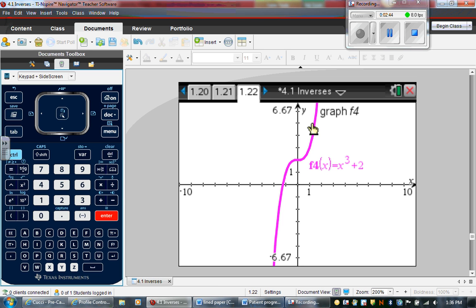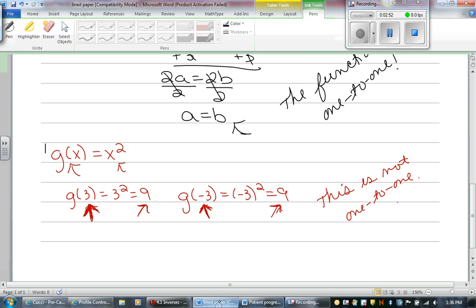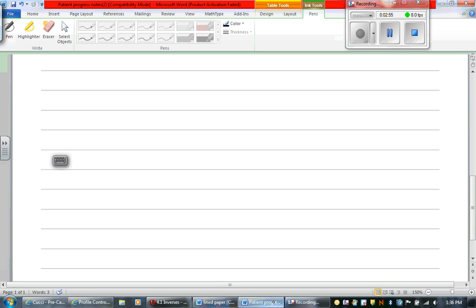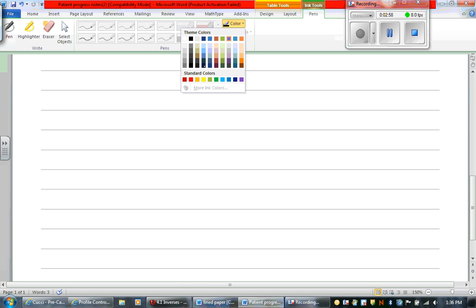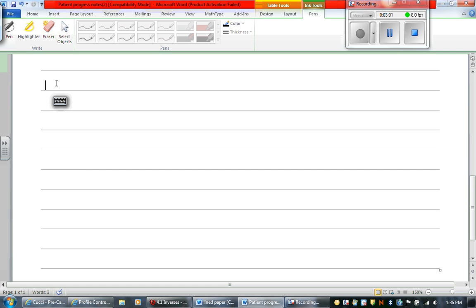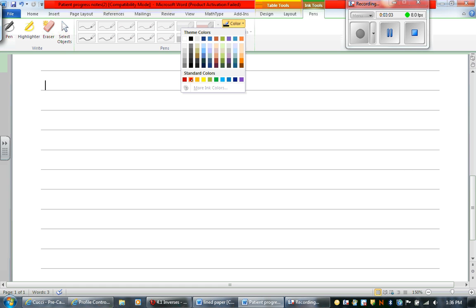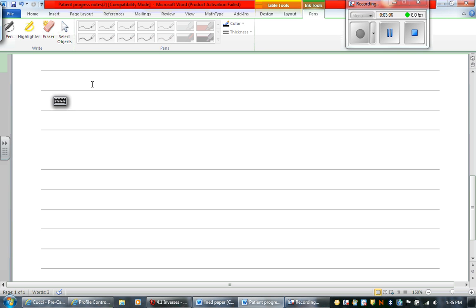Okay, so since this function is one-to-one, we're going to find the inverse of the function. So g of x equals x cubed plus 2. Now to find the inverse, we have to start by switching x and y. So I'm going to replace that g of x with y, and then go ahead and switch those out.